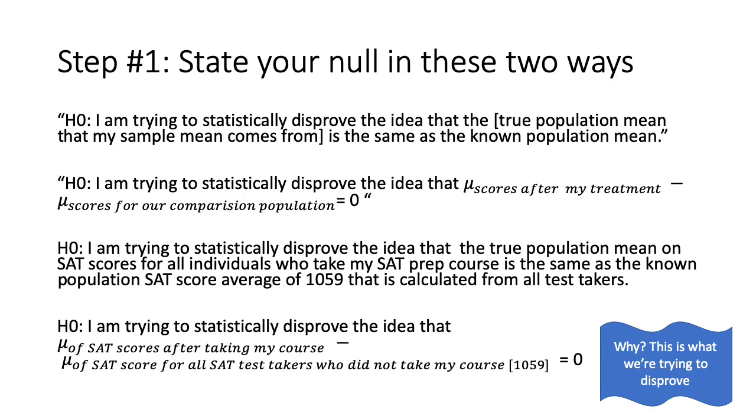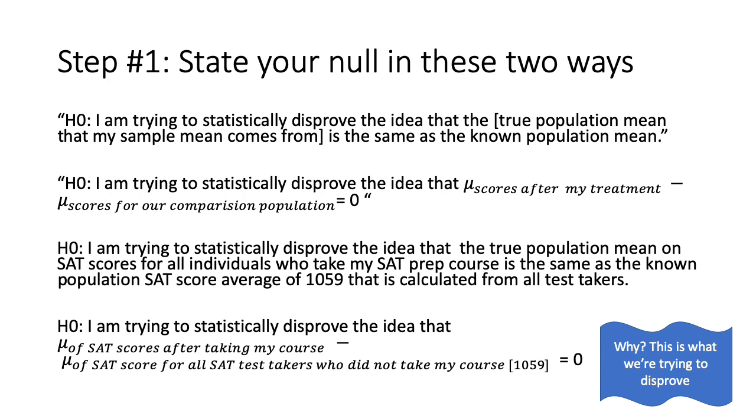What I really want is one statement that your experiment didn't work, someone else's experiment didn't work. In this case, it's my SAT course prep. My SAT course didn't work. That's my null hypothesis. But it didn't work in comparison to the known population mean of 1059, right? And that's just really, really important.